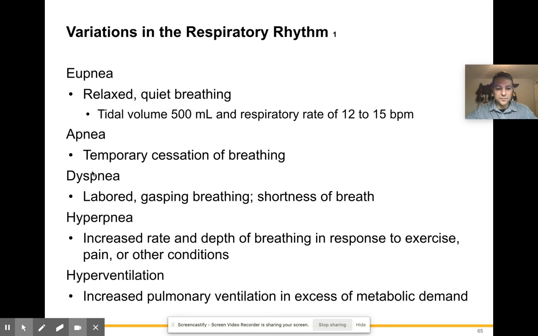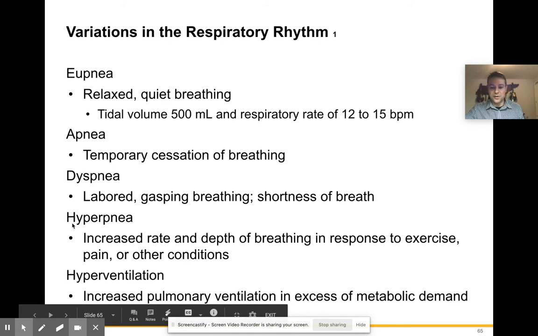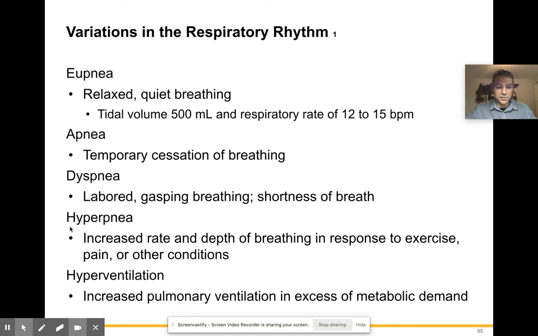Dyspnea is labored or gasping breathing, shortness of breath. Hyperpnea is increased rate and depth of breathing in response to exercise, pain, or other conditions. That's fairly normal. It happens to us all the time. Our rate of breathing and depth of breathing changes normally throughout the day. If we're exercising or if we're in pain or other conditions, we might experience hyperpnea.